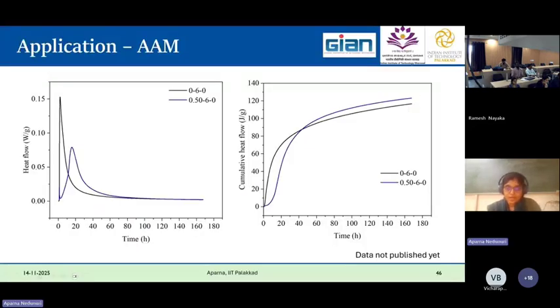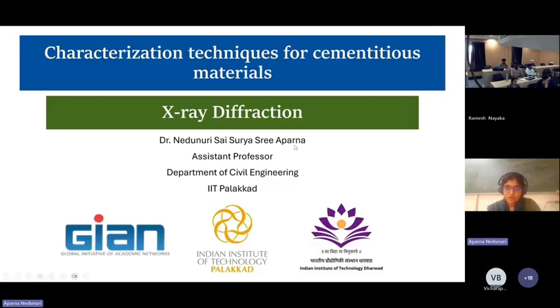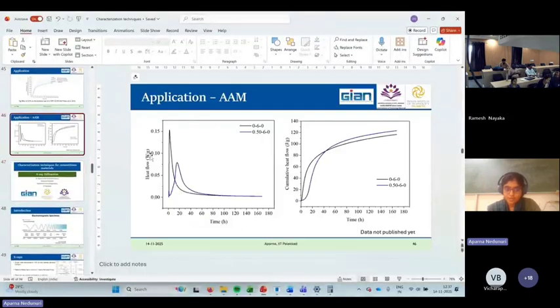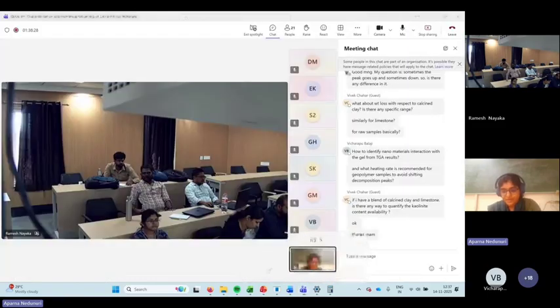Now I would like to take the raw data and show how to get from raw data to this point where we can plot both heat flow and cumulative heat flow curves. Before going to that, I would like to understand if anyone has any doubts, or we can take up that hands-on.